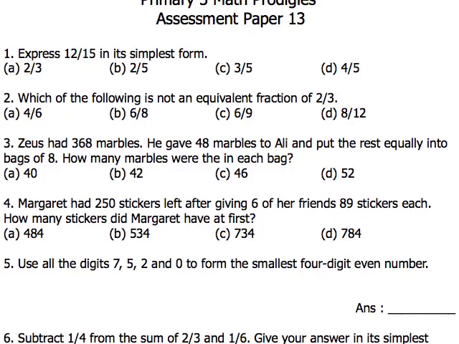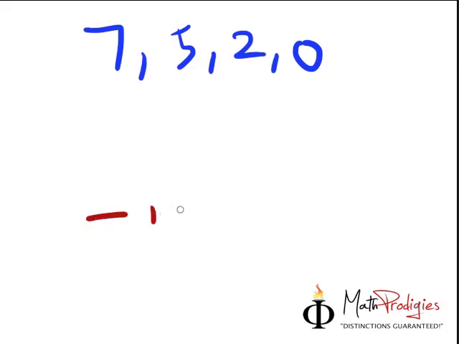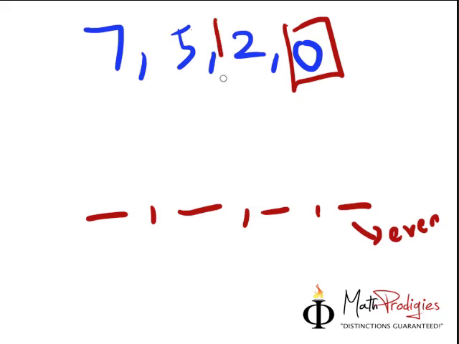Question number 5: use all the digits 7520 to form the smallest 4-digit even number. So 7520, I want to form the smallest even number. As you may know, we will have 4 places for this: 1, 2, 3, and 4. And the last number must be an even number because they asked us for an even number. So the last number can either be 0 or 2.